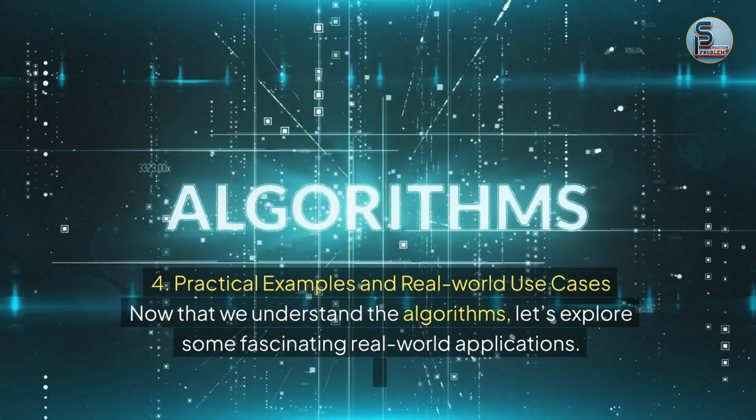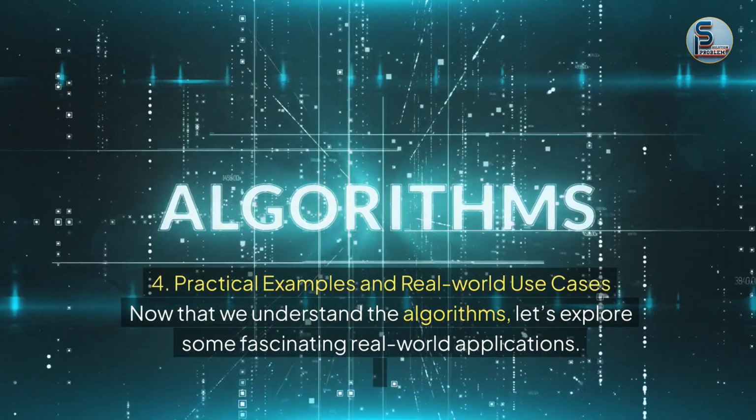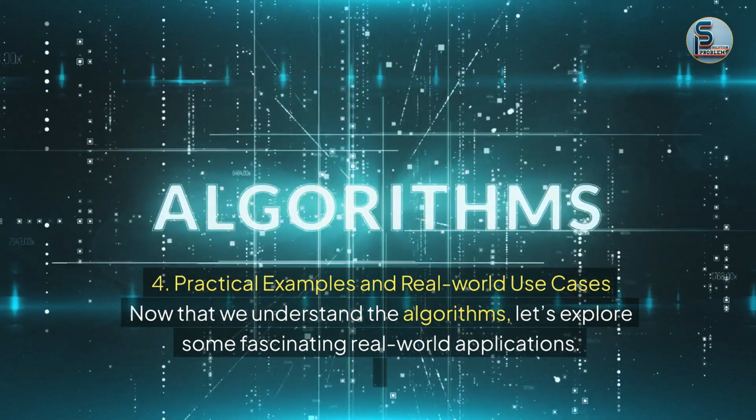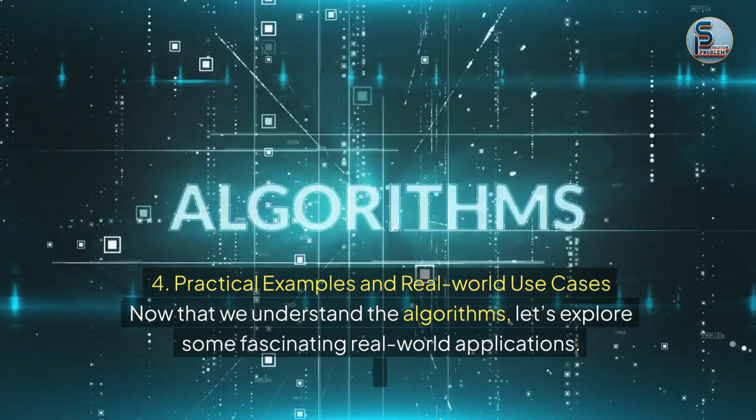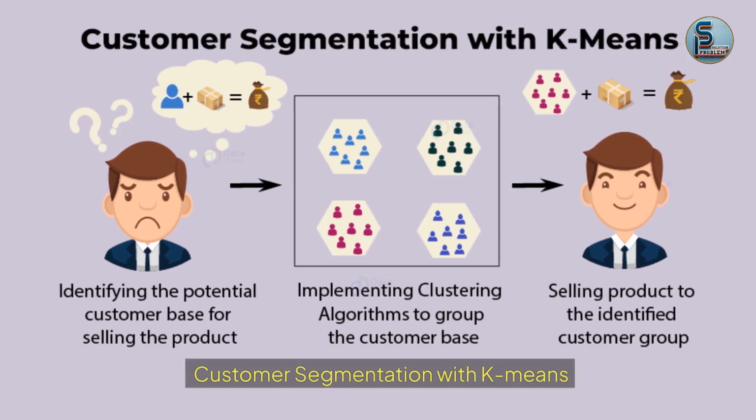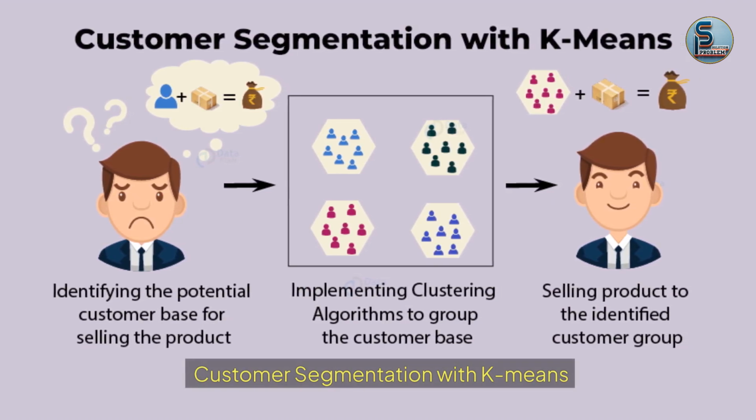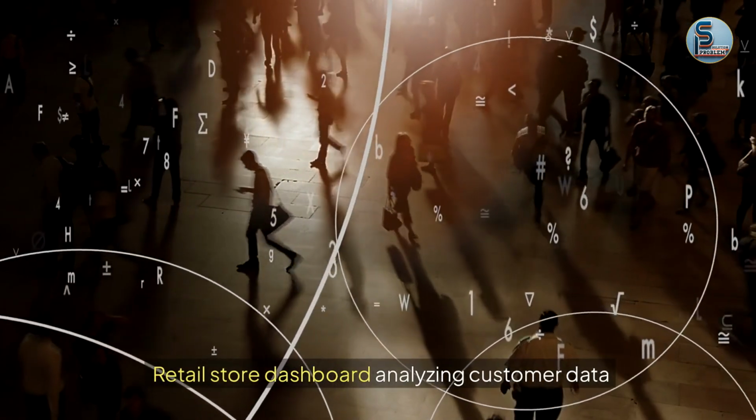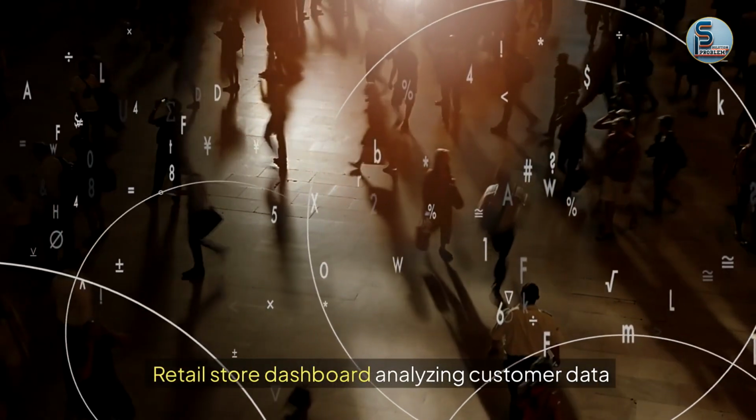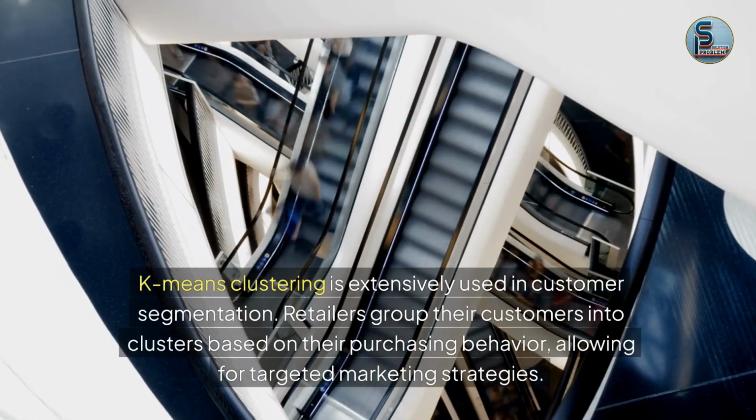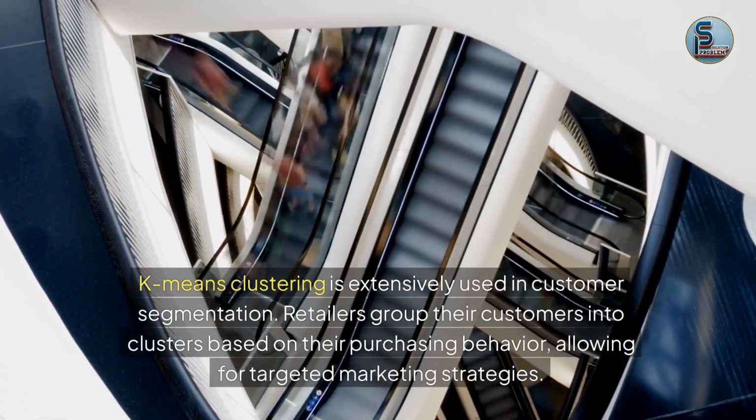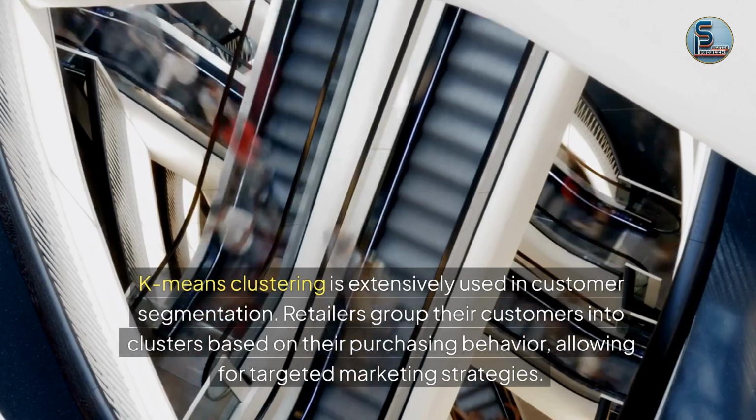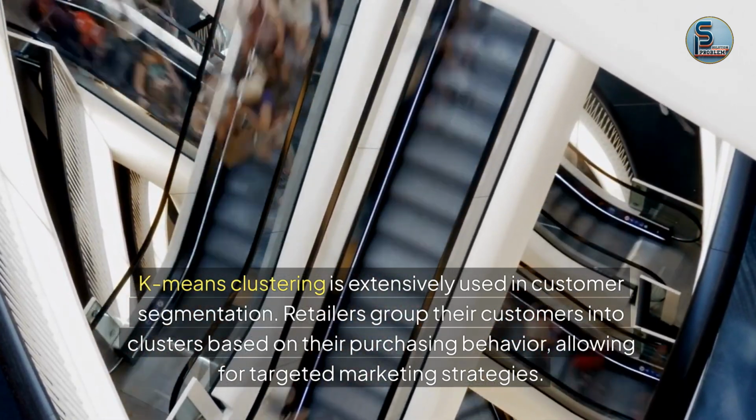4. Practical examples and real-world use cases. Now that we understand the algorithms, let's explore some fascinating real-world applications. Customer segmentation with K-means. Retail store dashboard analyzing customer data. K-means clustering is extensively used in customer segmentation. Retailers group their customers into clusters based on their purchasing behavior, allowing for targeted marketing strategies.